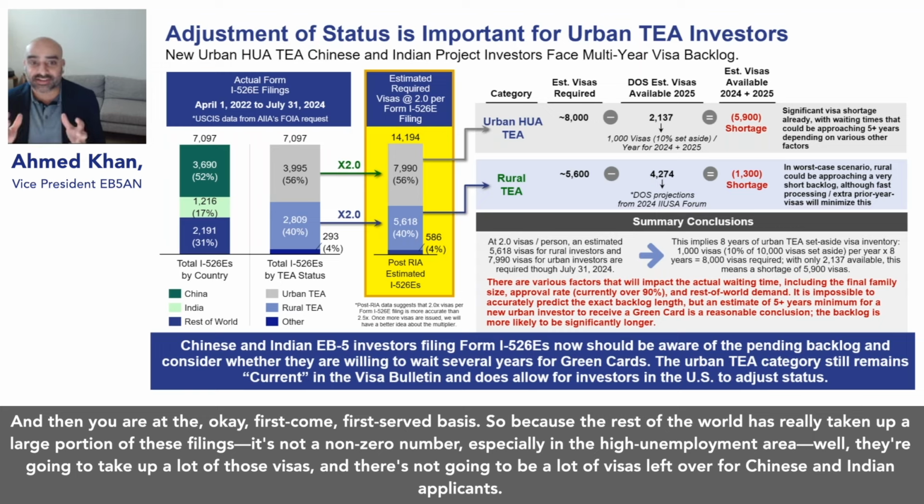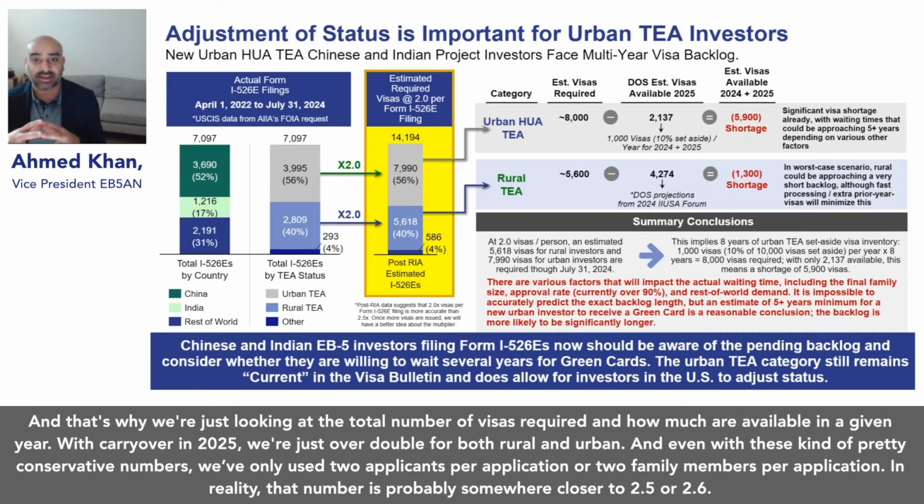And so because the rest of the world has really taken up a large portion of these filings, it's not a non-zero number, especially in the high unemployment area. They're going to take up a lot of those visas, and there's not going to be a lot of visas left over for Chinese and Indian applicants, and that's why we're looking at the total number of visas required and how many are available in a given year.